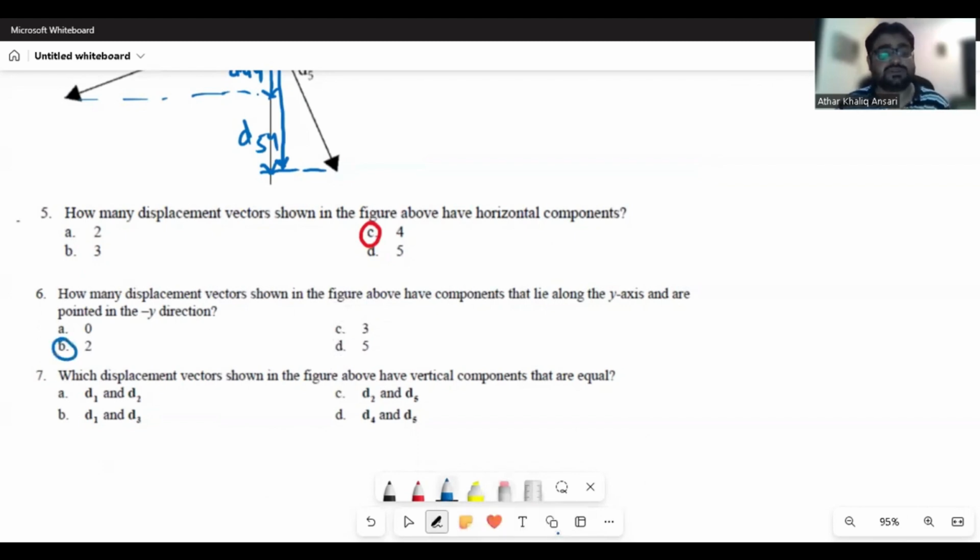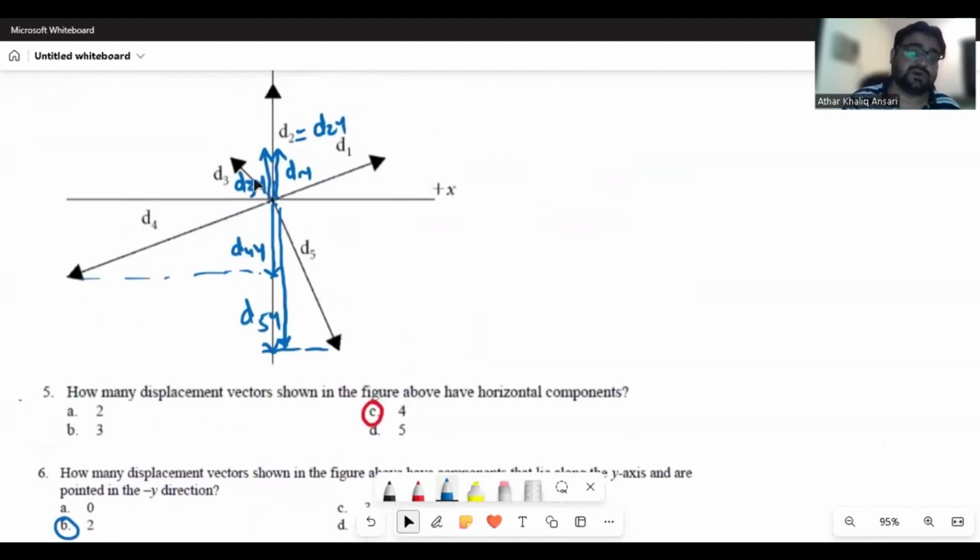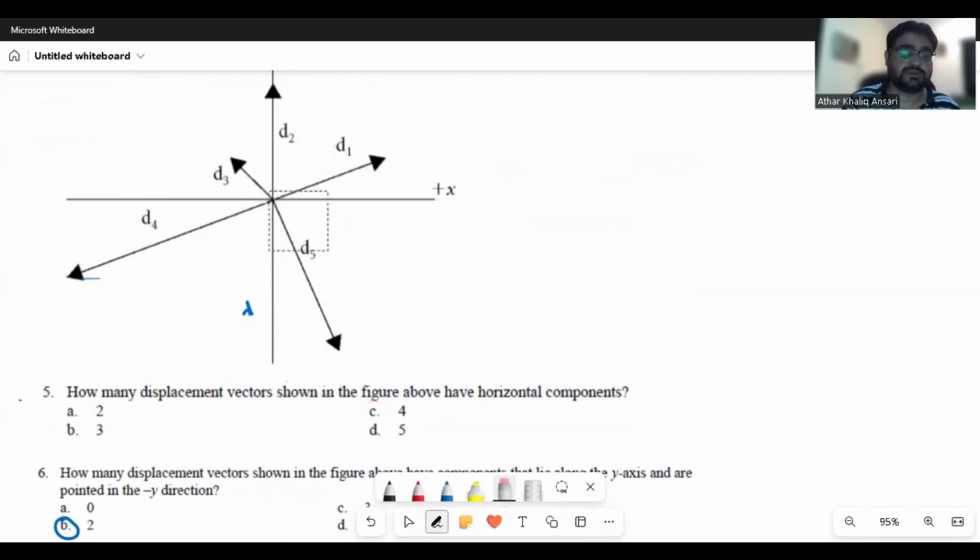The last one: which displacement vectors show vertical components that are equal? If you look at the diagram where I tried to show the components, you can see D1Y and D3Y are equal in value. If you are not understanding, you can just see here. I will redraw this all. Let me erase this one.